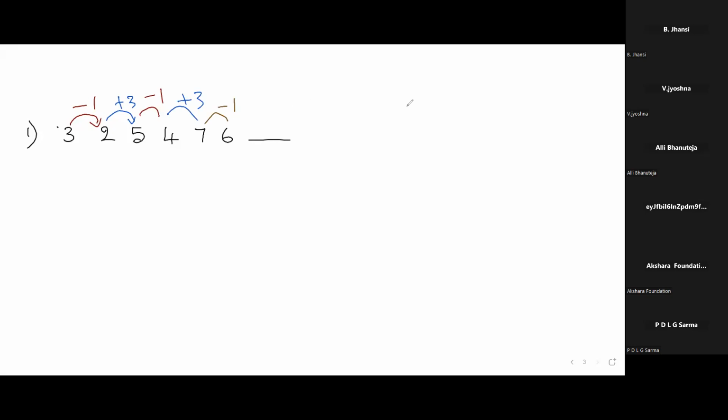Geeta Sri, fantastic. Your logic is 100% correct. Simply you can say it is minus 1 plus 3 is the pattern. Yes, exactly. So next it should be like plus 3. So 6 plus 3 is 9. So the next answer is 9.